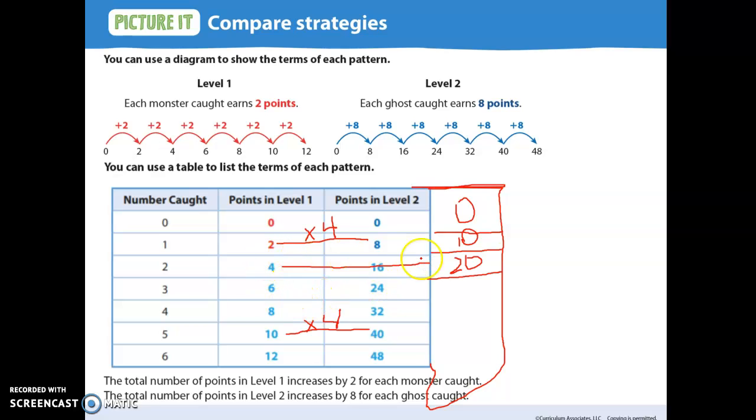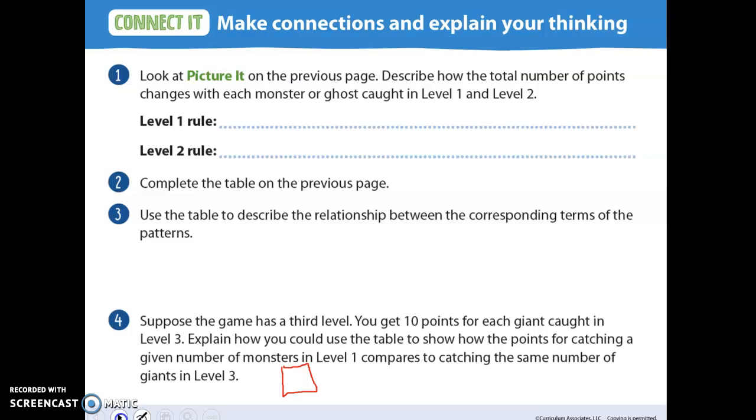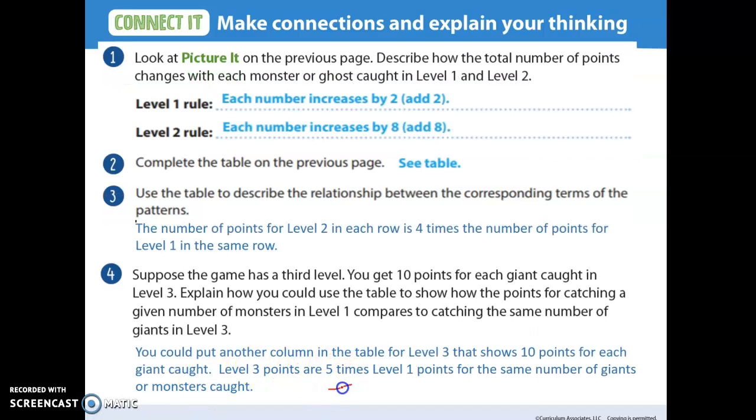Okay, so look at those corresponding terms. What are you multiplying times 4 to get 20? Okay, so on that one, it was 5 times. So 4 times 5 was 20, and 2 times 5 was 10, and so it was 5 times greater.